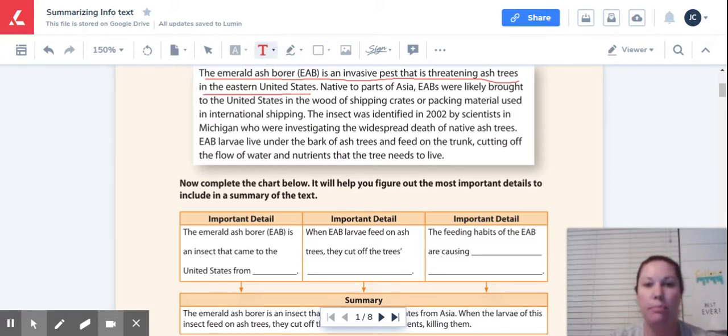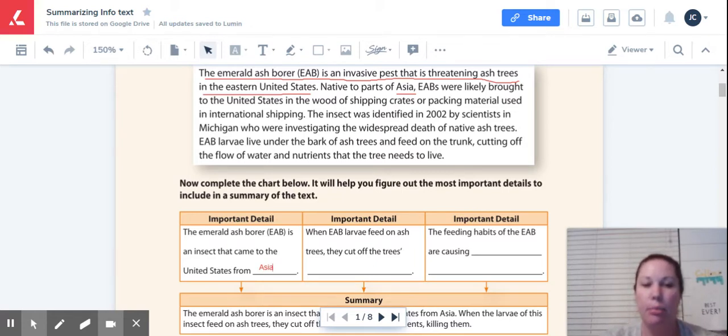Right here, native to parts of Asia. So I'm going to, whoops, let's try and complete that. And I'm going to underline Asia. Oh goodness, I keep clicking on the wrong one. Here we go, draw, there we go, Asia. There we go, now text, and I'm going to type in Asia down here as my answer.